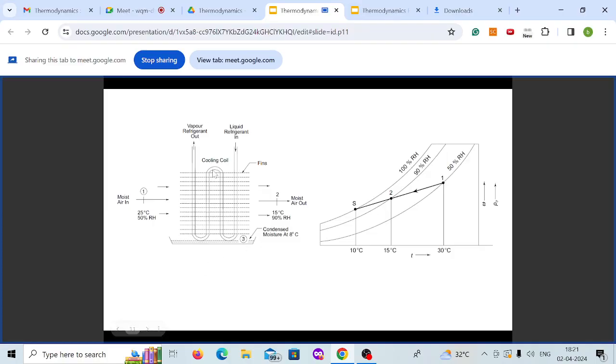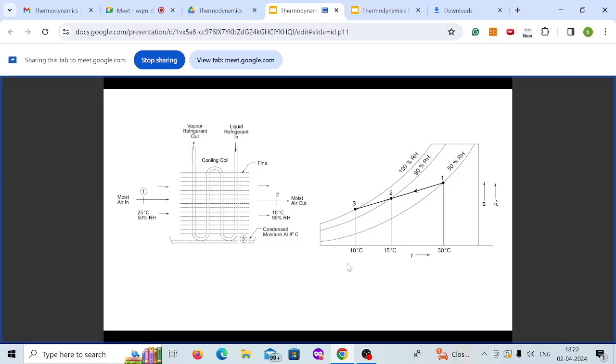You have a cooling coil and there is air coming in at 1, which is 25 degrees Celsius and 50% relative humidity, and when it goes over, the water in the air will get condensed on the cooling coil. You are taking that out, that moisture is at 8 degrees Celsius, and the air which is coming out is at 15 degrees Celsius and 90% relative humidity.